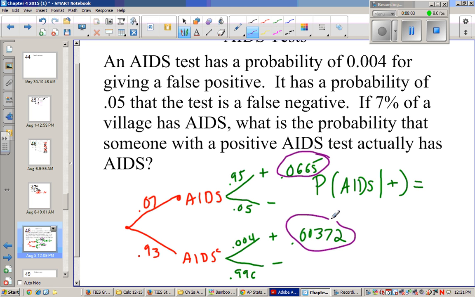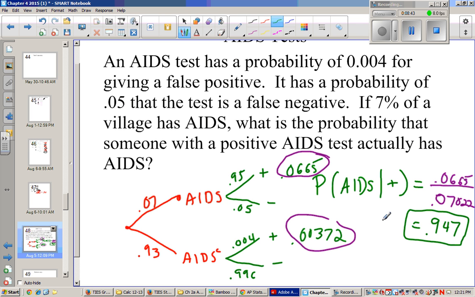So out of all of the ones that are positive, here and here, what's the probability that they actually have AIDS? Well, the denominator will be these two added together, 0.00372 plus 0.0665. I have 0.07022. Now the probability that they have AIDS and it says positive is 0.0665. Now when we divide these, 0.0665 divided by our answer is 0.947. So that's the answer to our question, about 95% of the time.